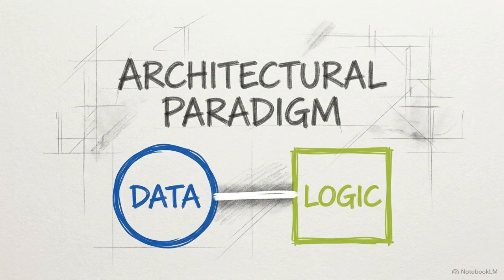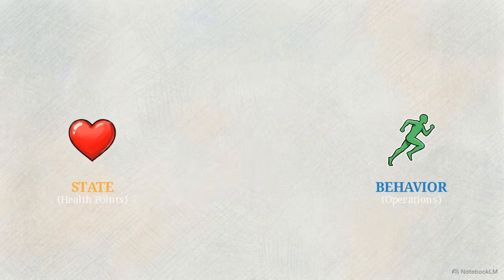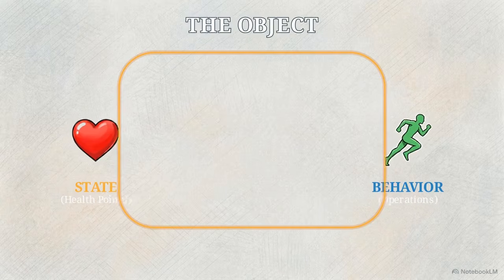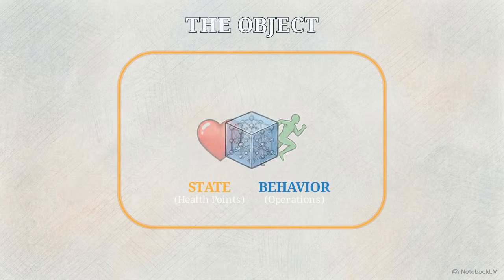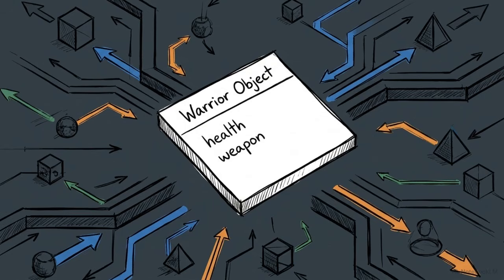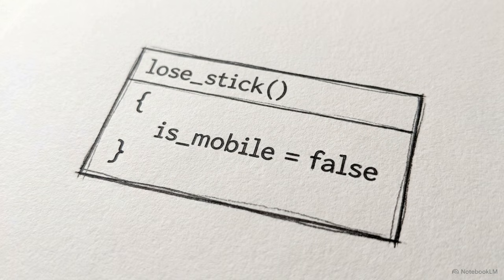Object-oriented programming addresses these specific scaling failures by restructuring the relationship between data and the logic that manipulates it. Instead of leaving data and behavior separate, OOP bundles the descriptive state, like a warrior's health points, and the operations that change that state into a localized, cohesive unit called an object. OOP is an architectural defense mechanism. It strictly isolates state mutations within individual data structures, preventing a localized logic error from cascading into a system-wide failure.